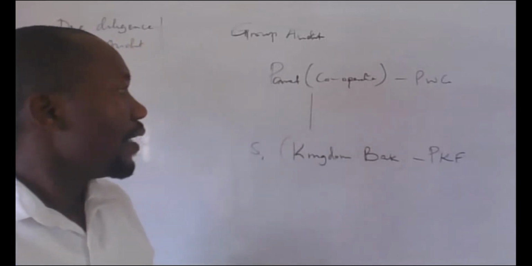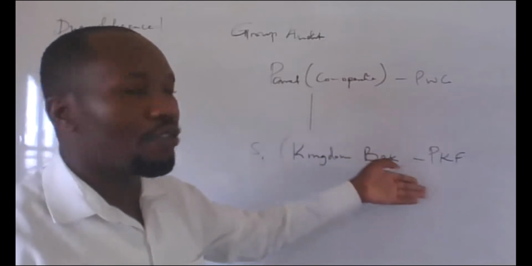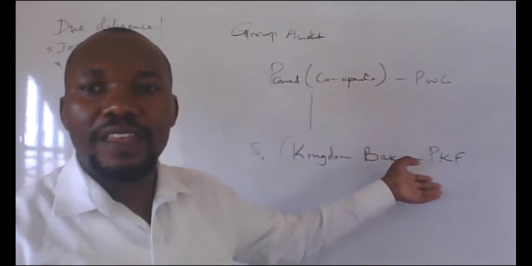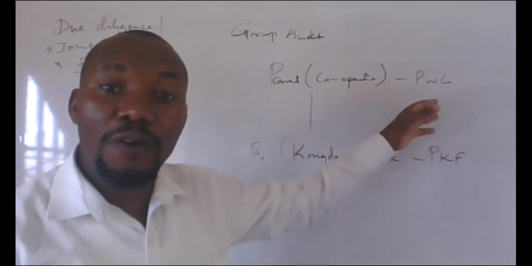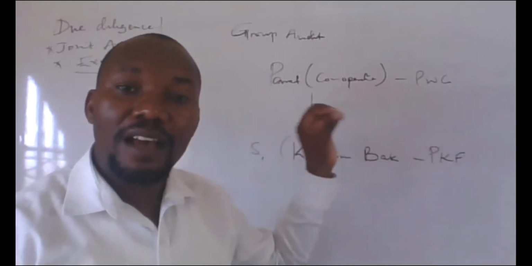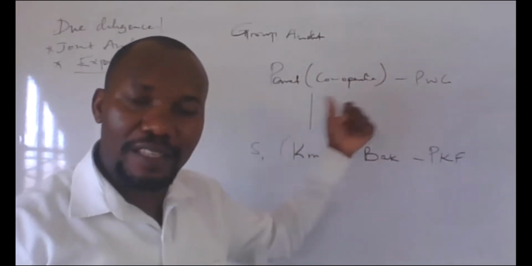Now, in case the company agrees that the current auditor can continue auditing, then this one is a joint audit. It's a joint audit because two firms are auditing a group of companies. These are two different firms auditing this.